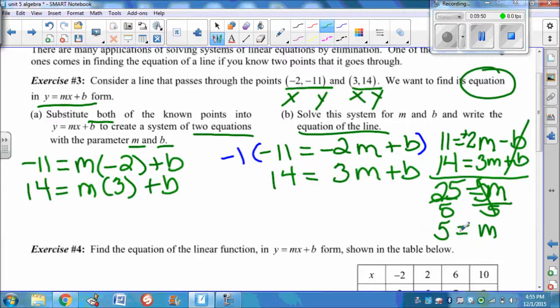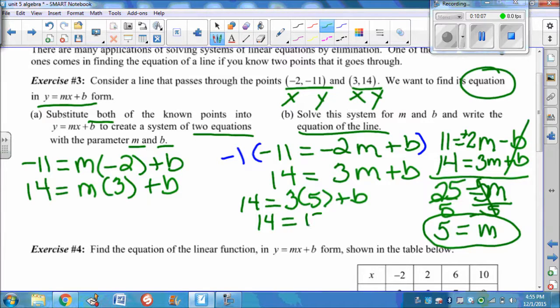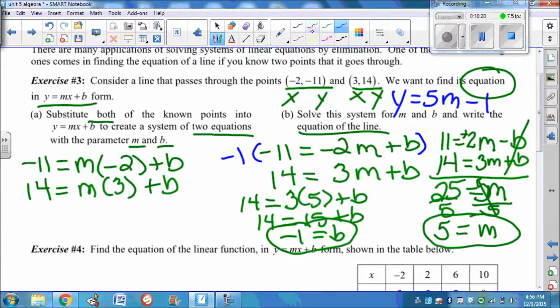All right, so we found m, but we've got to find the b. So again, take that and plug it back into one of the originals. I might put it into the second one. 3 times 5 plus b. We get 14 equals 15 plus b, and b is equal to negative 1. So look at that. We have the slope and the y-intercept. The m is the slope, the b is the y-intercept, and they asked us to solve this system for m and b, and then write the equation of this line. So y equals 5x minus 1. Okay?